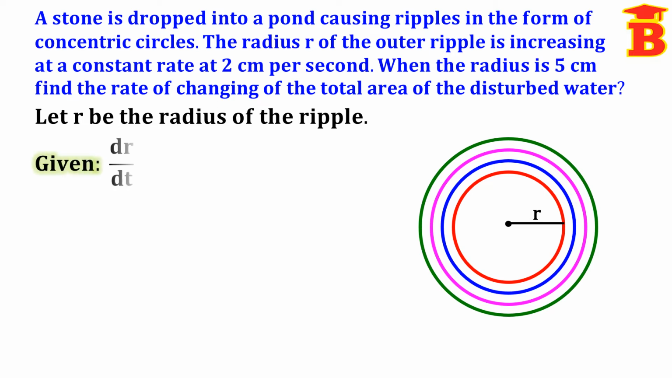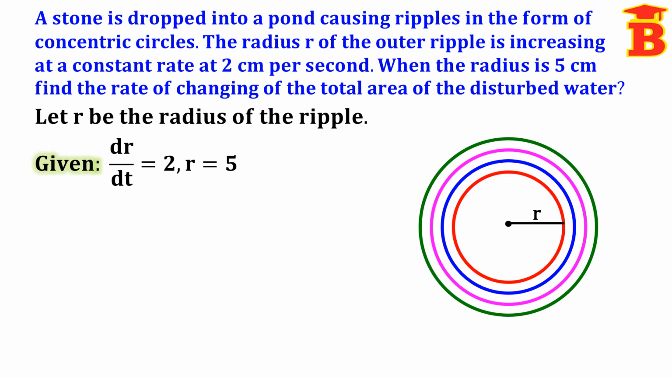Here given dr by dt equal to 2. See the words, the radius is increasing at 2 cm per second. We have the word rate, that is rate of change. So take it as dr by dt equal to 2. And the next line, when the radius is 5 cm, that is r equal to 5. We have to find the rate of change of area. That means dA by dt.